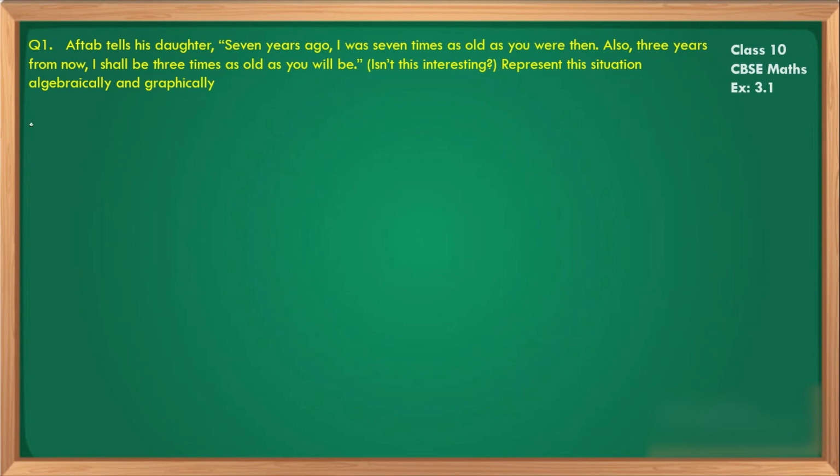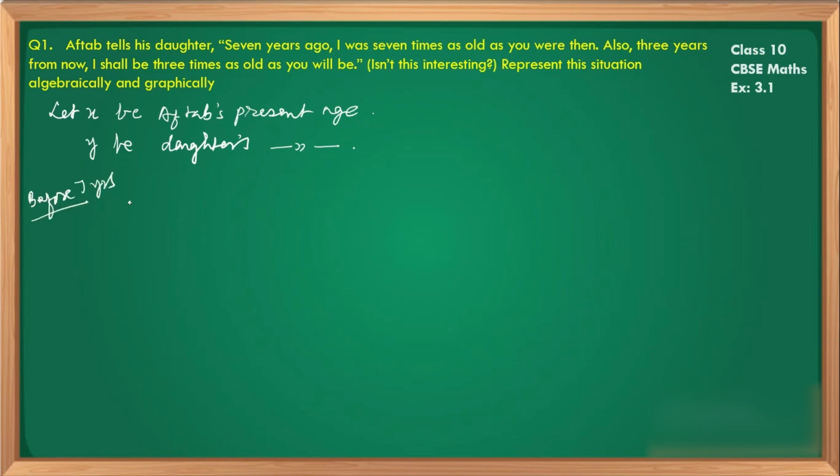So as usual, we take support of x and y. We write down, let x be Aftab's age and y be daughter's age. Now, what was their age 7 years ago? We have to minus 7 from x and y. Before 7 years, Aftab was x minus 7 and daughter was y minus 7.